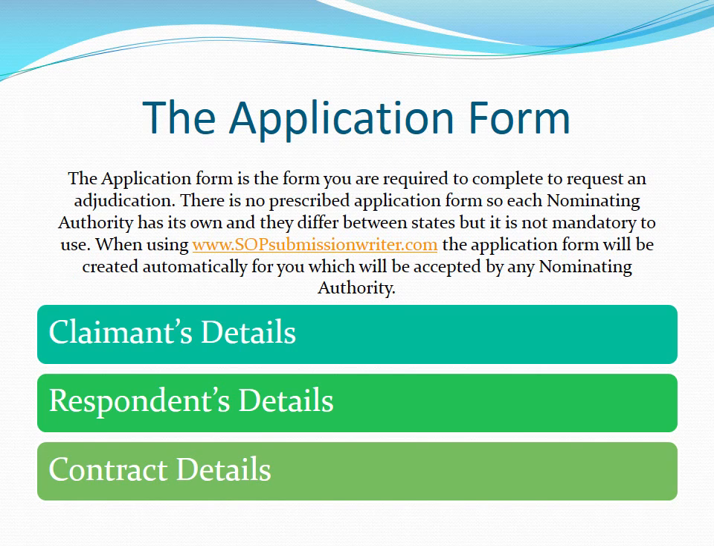The application form is the document you fill out with your submission and attachments. This form is the formal request to start the adjudication process and is lodged with the nominating authority like Adjudicate Today. Essentially, you are required to supply your details as claimant, the details of the person or entity you are claiming from as respondent, and details about the contract which forms the basis of the dispute.